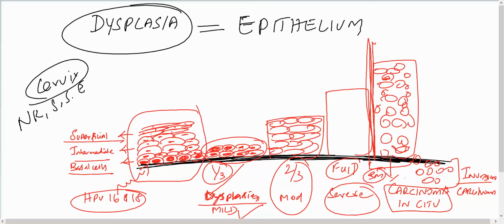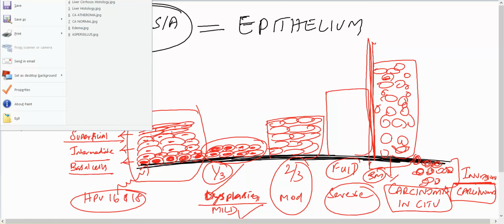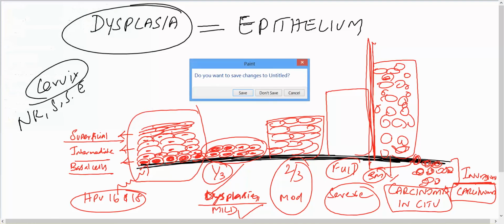The basement membrane is intact. So when the cells come out of the basement membrane, then it is an invasion. It is an establishment of carcinoma. So this is all about dysplasia. Now let us see the morphology of anaplastic cells.